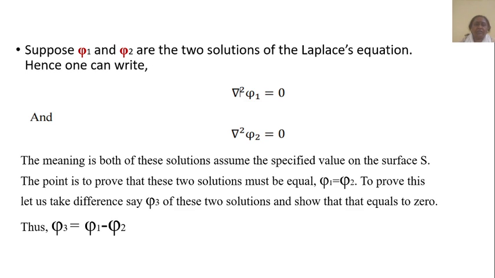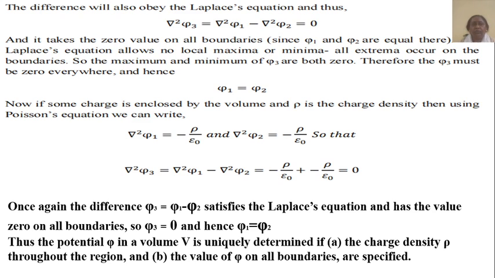To prove this, let us take the difference, say psi 3, of these two solutions, that is psi 3 equal to psi 1 minus psi 2. That is the difference of two solutions, psi 1 and psi 2, denoted here by psi 3. Now, the difference will also obey the Laplace equation, and thus del square psi 3 equal to del square psi 1 minus del square psi 2, and that is equal to 0. And it takes the value 0 on all boundaries since psi 1 and psi 2 are equal.